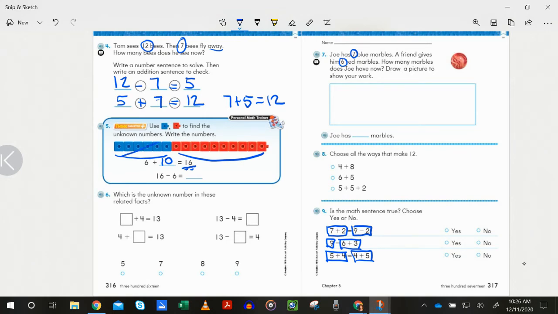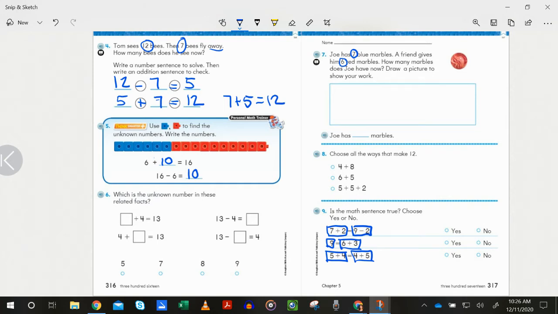16 minus 6, so if those blues go away, I'd be left with just the 10 reds. Okay. So 6 plus 10 equals 16. 16 minus 6 equals 10.